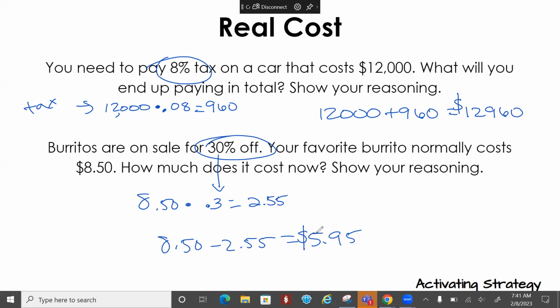I'm going to show you an easier way to do this. Coming back up here to the top, if I took 12,000 and I multiplied it by 1.08, that automatically gives me 12,960, which is what our answer was, right? And I didn't have to do all this adding and subtracting. On this second one, if I take 8.50 and I multiply by 1 minus 0.3, that gives me $5.95.